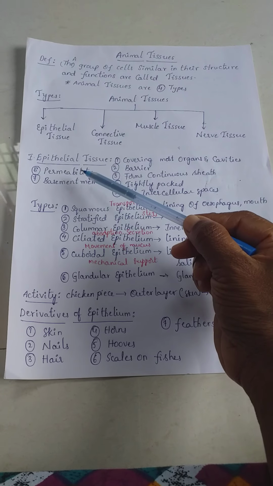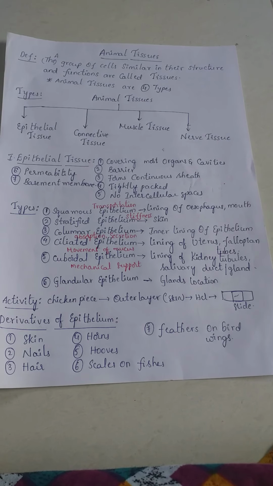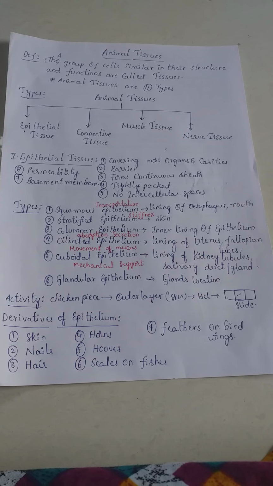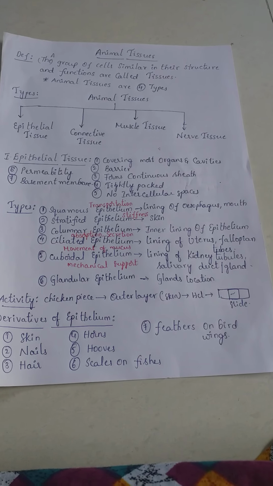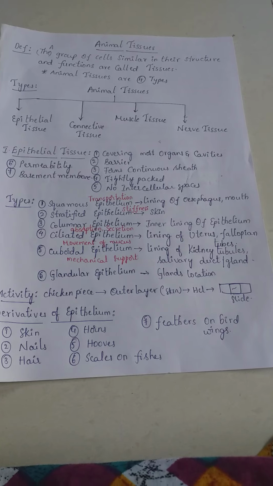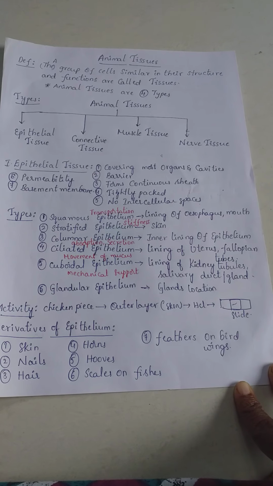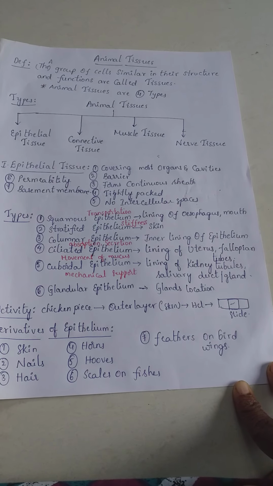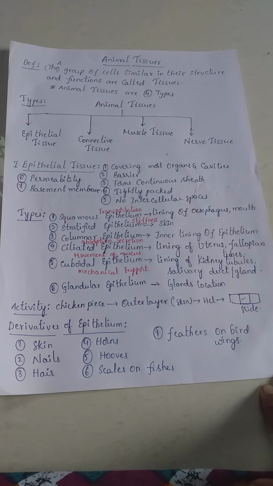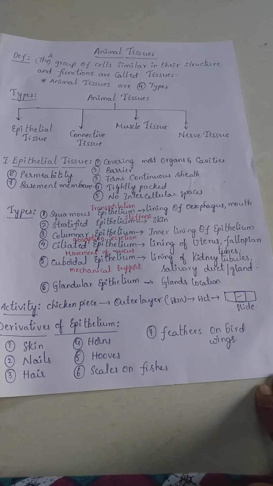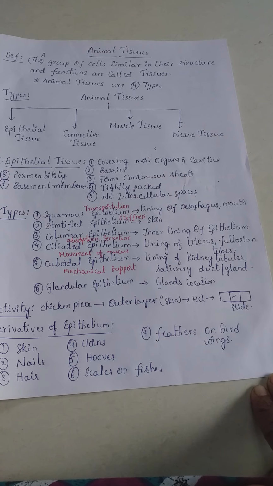First one, epithelial tissue. Epithelial tissue is the outermost covering tissue that covers most of the organs and cavities, and it is also present on the outer surface of all organs. They act as a barrier, meaning they separate the different systems in our body, like the nervous system, muscle system, skeletal system, blood vascular system, and the digestive system. Like that, epithelial tissue separates the different types of organ systems.